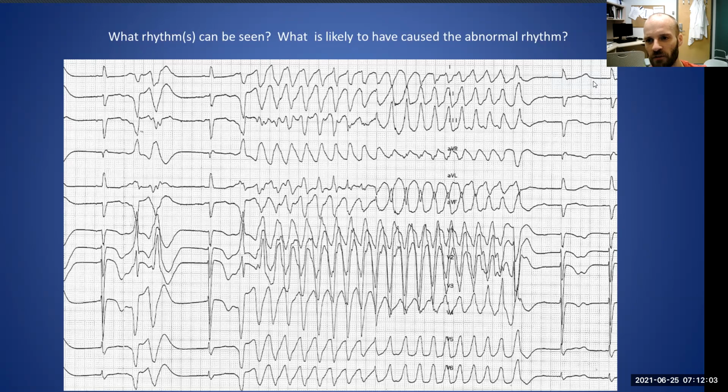This is a really long QT that we've got here. We've got a QT interval that's nearly 600 milliseconds. Long QT is a really common predisposing factor for polymorphic VT. Whether that's acquired or congenital, long QT is a common cause for Torsades, and you can see that on the last beat here. So very good. This is a tricky one. You did well there. Well done.